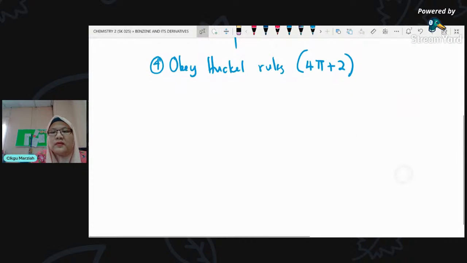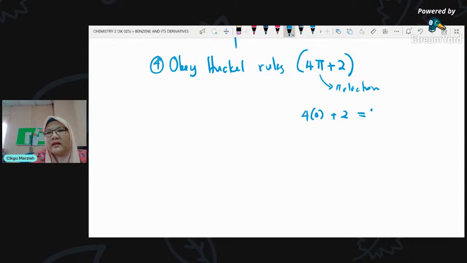Okey, contoh kalau pi elektron, this is pi elektron. Okey, yang ini sebenarnya pengetahuan je lah, tak perlulah awak nak take for serius sangat. Okey, contohnya kalau tak ada langsung pi elektron, 4 darab kosong tambah 2. So dia mesti ada 4, 5, 6. Okey, minimum dia 6 pi elektron. Bukan 4 pi, 4n ni, sorry.